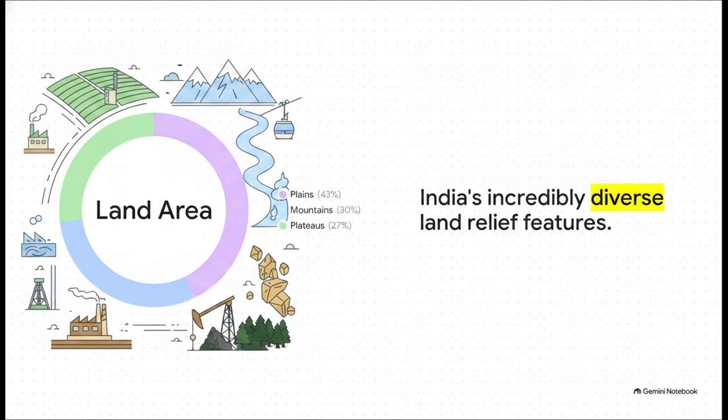43% of the land is made up of plains, which is fantastic for agriculture and industry. Mountains make up 30%, guaranteeing the flow of our rivers and boosting tourism. And the remaining 27%? That's plateau regions, packed with rich reserves of minerals, fossil fuels, and dense forests. This varied landscape is exactly what dictates where our different soils form.